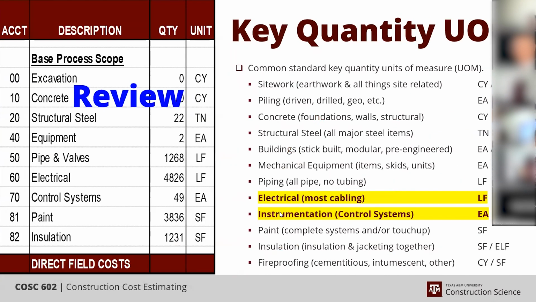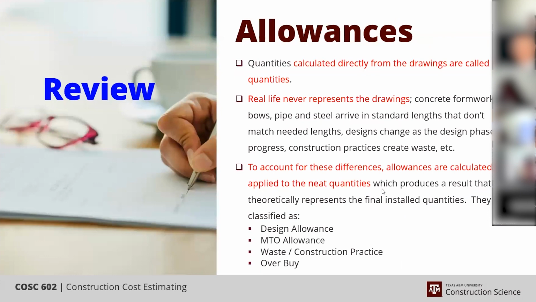Again, we're talking about electrical and instrumentation today. The key quantity for electrical is lineal feet. The key quantity for instrumentation is each. So neat quantities are those quantities you take off directly from your drawings or calculate directly from your specs. The real life is what causes things not to follow that neat calculation.